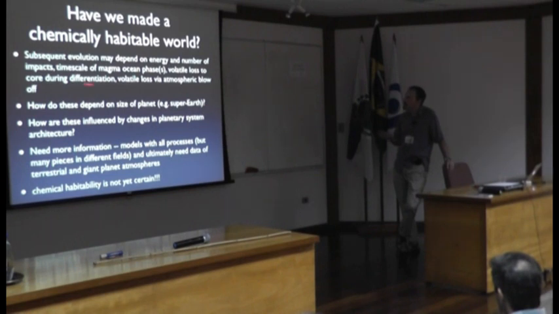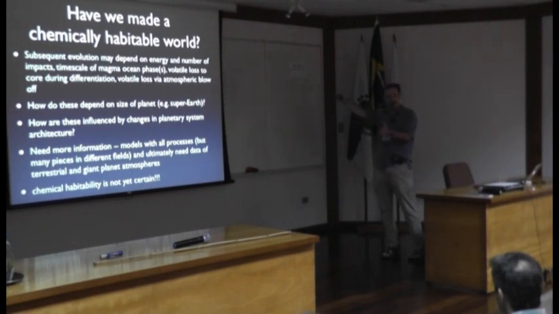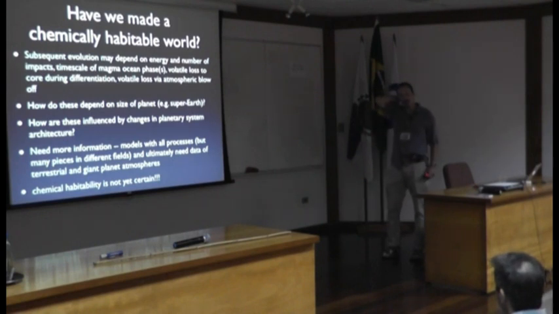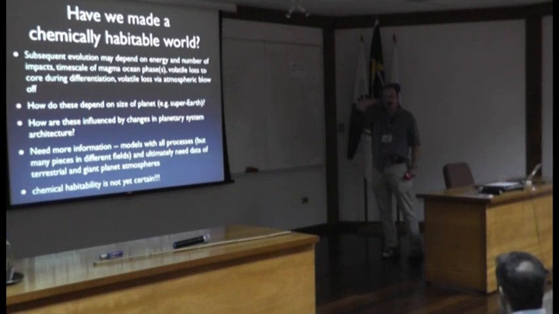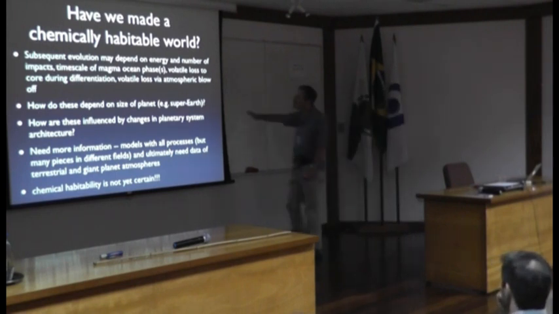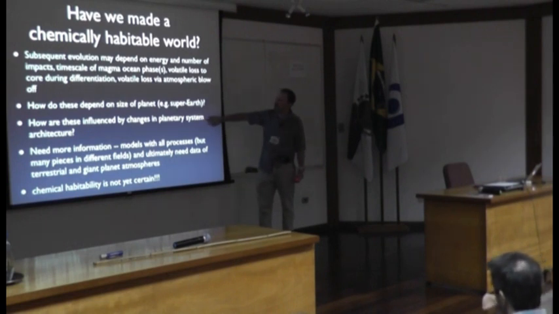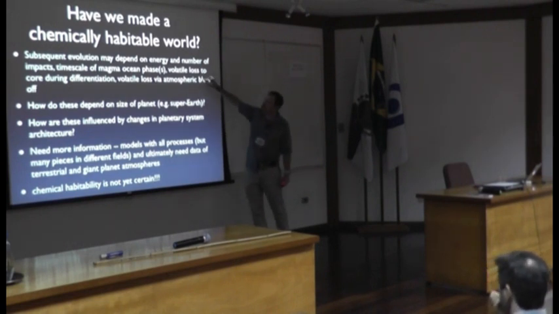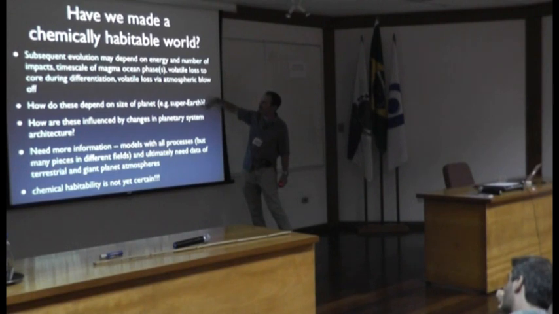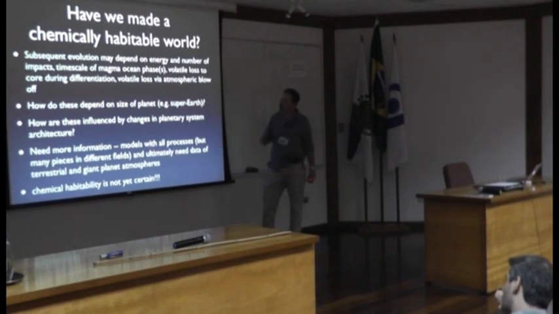Now, the subsequent evolution: there's going to be a gradient of carbon, oxygen, and nitrogen content in the solar system, or forming solar systems, but we also know that things move around a lot. So it suggests that the supply might not be a problem, although we need to understand how these things are influenced by changes of the planetary system architecture. And then you can change things around by impact, losing volatiles, or putting things in the core. And how do these things depend upon the size of the planet? If you have a super Earth, is that going to be different? Is it going to be more differentiated? Take more stuff to the core? I don't know. So we need more information.